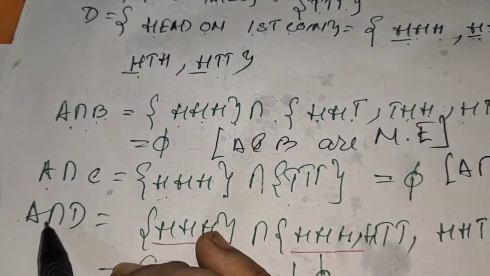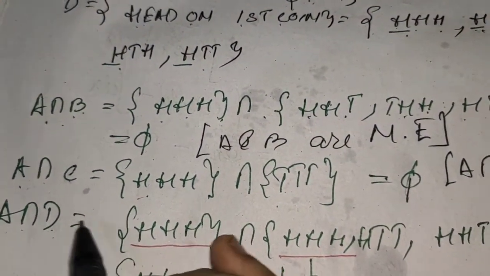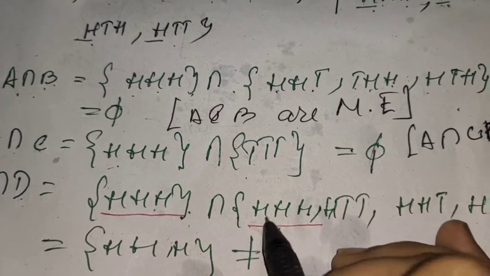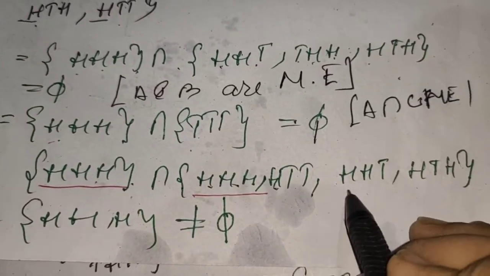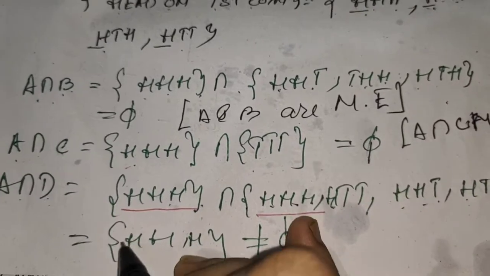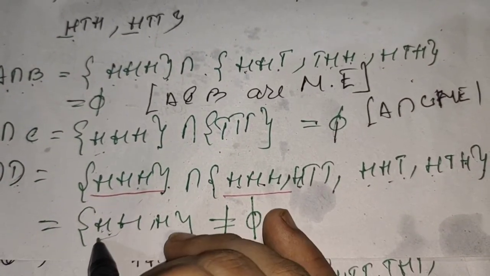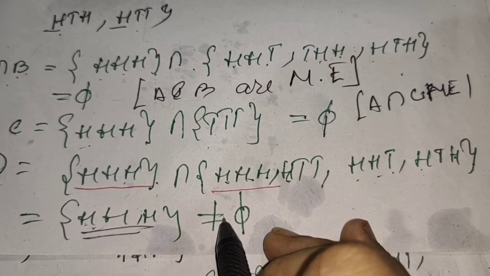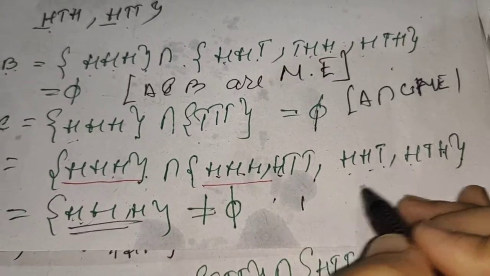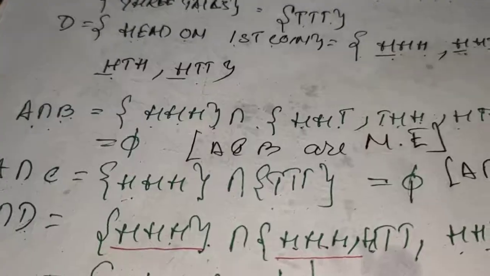Next one is A intersection D. A intersection D is head, head, head intersection head, head, head; tail, tail, tail; head, head, tail; head, tail, head. So here we will get A intersection D one element, and it is an overlapping set. So it is not phi, therefore A and D are not mutually exclusive.